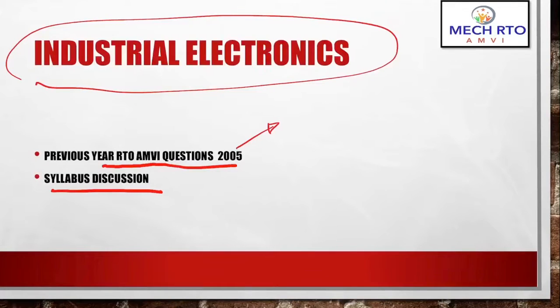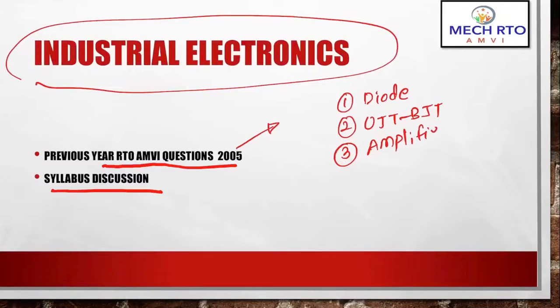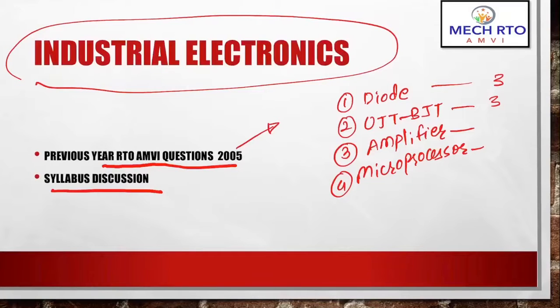So as we know, for industrial electronics the first chapter that is asked in the RTO MVI examination is diode. The second chapter is UJT BJT. The third chapter is amplifier, and the fourth chapter is microprocessor. And the question distribution for these topics is 3 questions from diode, 3 questions from UJT BJT, 2 questions from amplifier, and 2 questions from microprocessor.